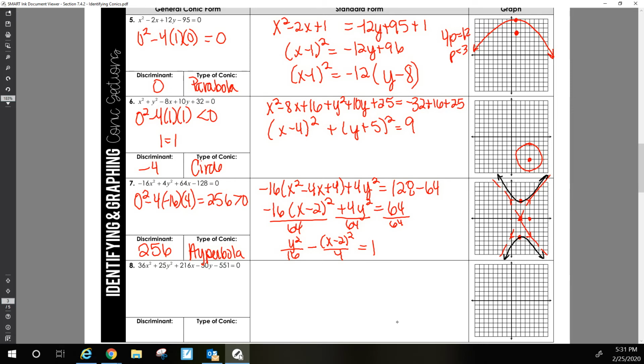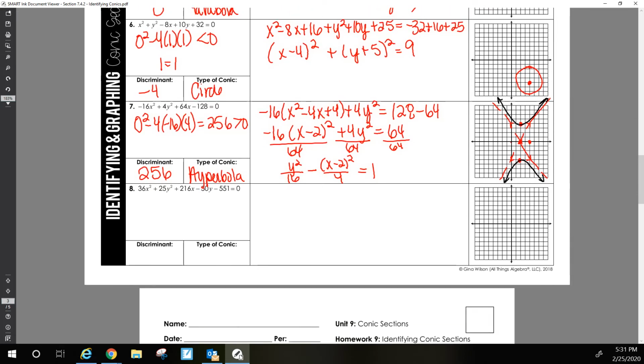All right, last problem, number 8. I see x squared, I see y squared. I say they're both positive and they're not the same, so I'm guessing this is an ellipse, but let's check it out. 0 squared minus 4 times 36 times 25. Negative times positive is definitely going to be less than 0. 36 is not equal to 25, so we are talking about an ellipse. This discriminant there is negative 3600.